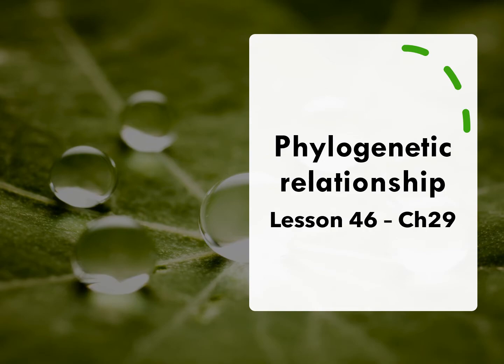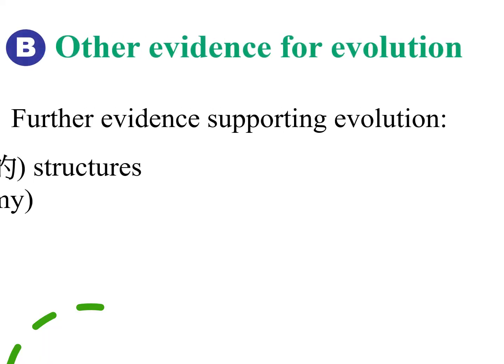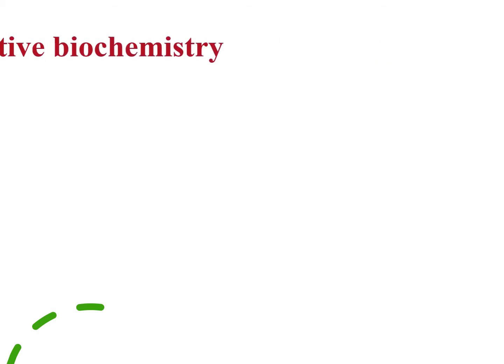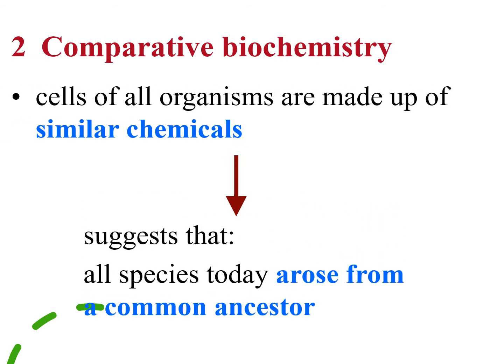Besides having the homologous structure which supports the idea that all organisms come from a common ancestor, there is another evidence for evolution, that is, the second one, the comparative biochemistry. That means to check the difference in the DNA sequence or the amino acid sequence between the different species. Let's take a look at the idea or the principle of comparative biochemistry.